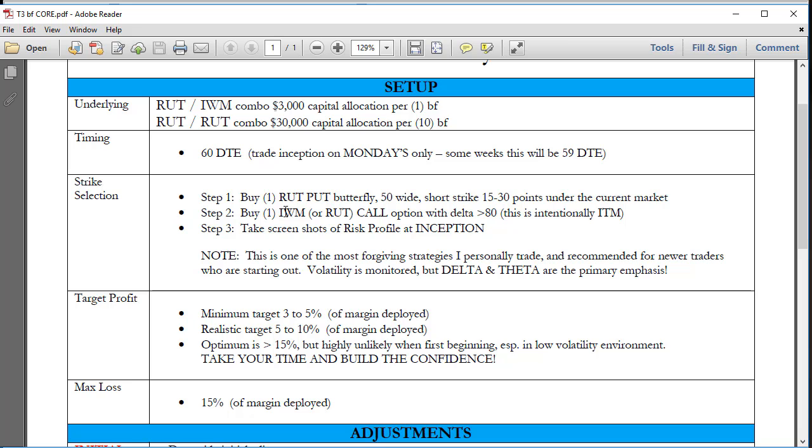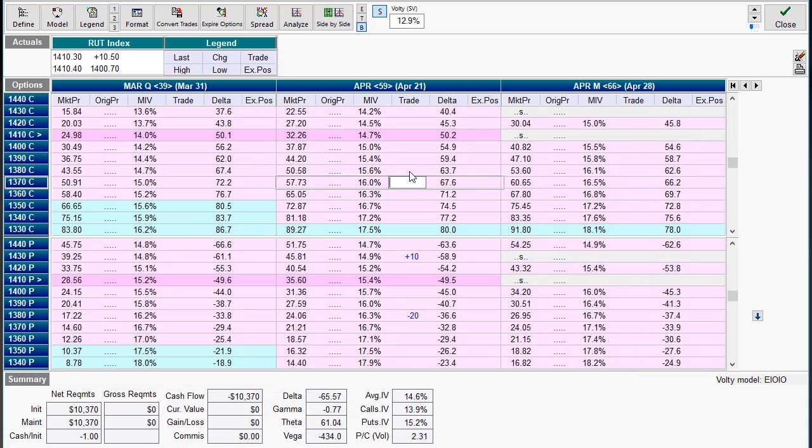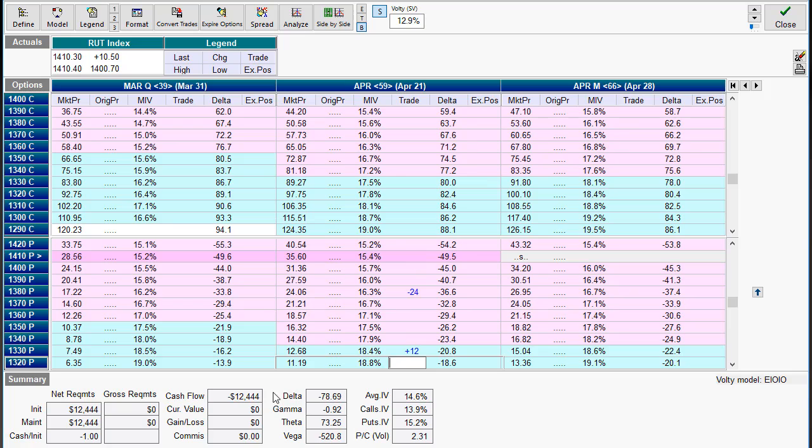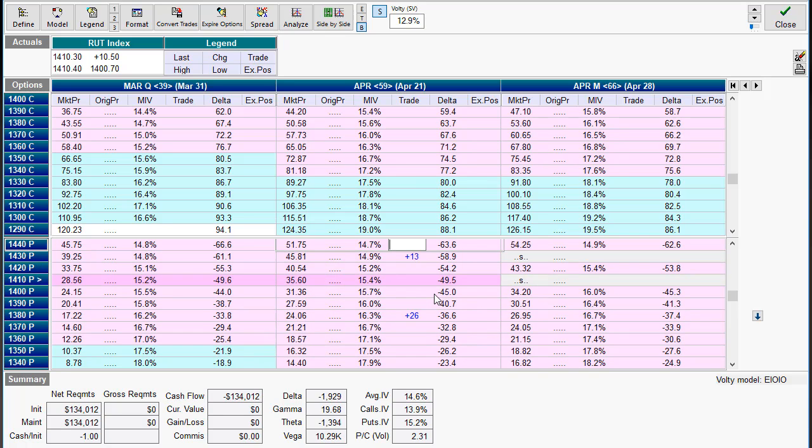Step two is you buy either an IWM or a Russell call option with delta greater than 80. This is an intentionally in the money call option. All right, so we'll just come right here at 80. We'll buy one, and so what you'll notice is this gives us too high of a delta positive number. So at the very beginning, what you'll need to experiment with is altering the contract size numbers to get your negative delta number at around 80. So in this particular setup, it might be this. All right.